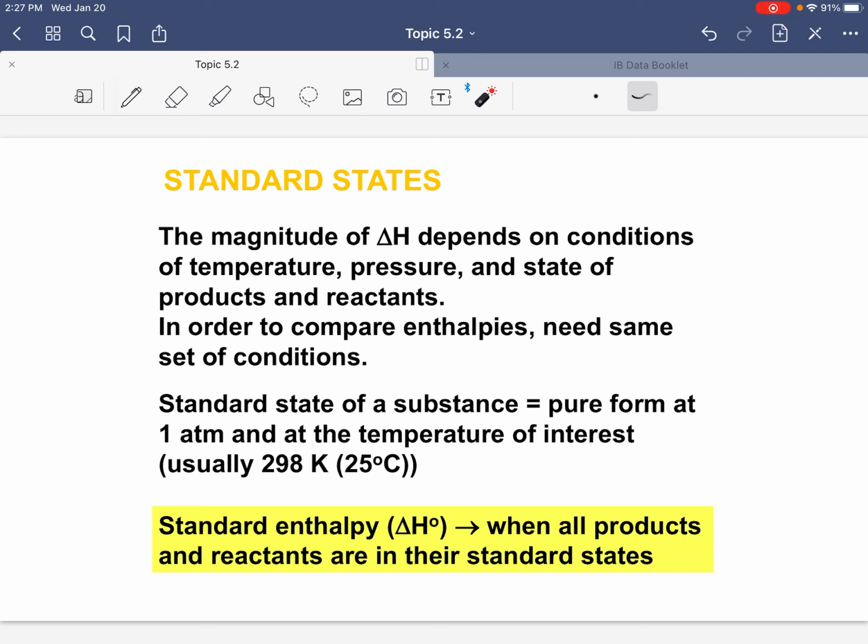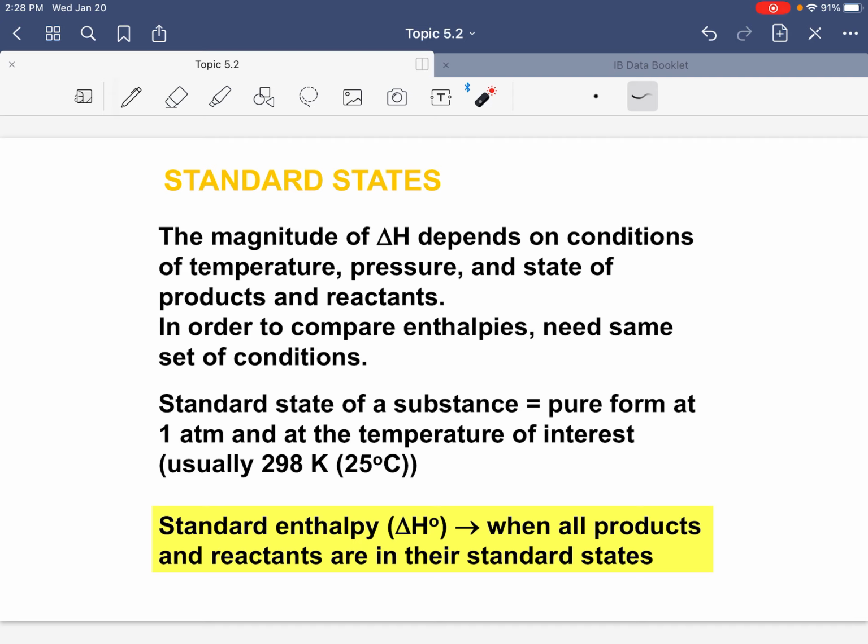Hey, welcome back, guys. Today, we're going to look at standard state in terms of what we call standard enthalpy of formation. Now, this is still part of Hess's law. Okay, so let's review a little bit in terms of what Hess's law was all about.